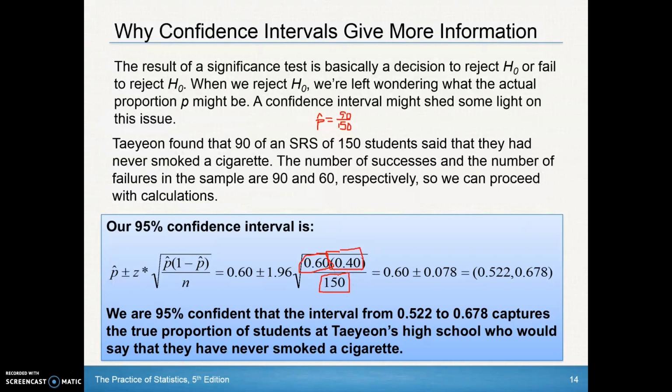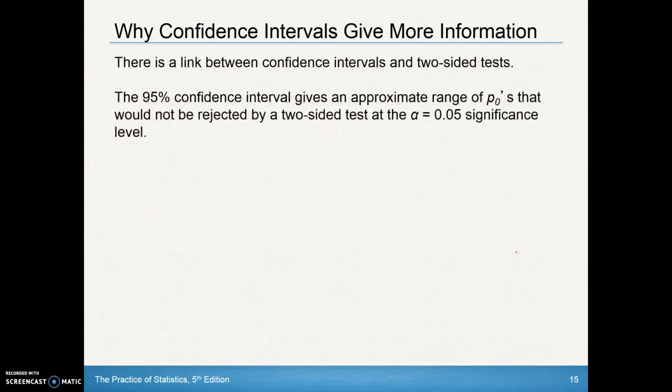As you start going through this problem, we're doing our whole confidence interval piece. Again, it looks like we're doing a 95% confidence interval, and a 95% confidence interval has a z-star of 1.96. This was the hypothesized value of 0.6, or the value of the p hat that we found actually. So when we do the calculations, you get your confidence interval. This should be a reminder from chapter 8. So we're 95% confident that this interval here captures the true proportion of students at Taeyeon's high school who would say that they have never smoked a cigarette. So a little bit more information there that we can get provided by a confidence interval.